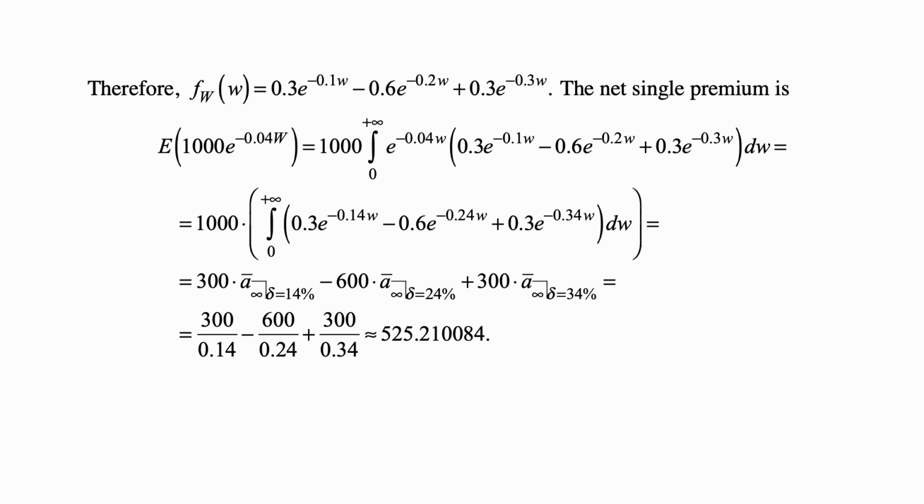We don't need to calculate this in any way. We know this is just 1 over 0.14, 1 over 0.24, 1 over 0.34. So this is equal to 300 over 0.14 minus 600 over 0.24 plus 300 over 0.34. That's approximately 525.210084.